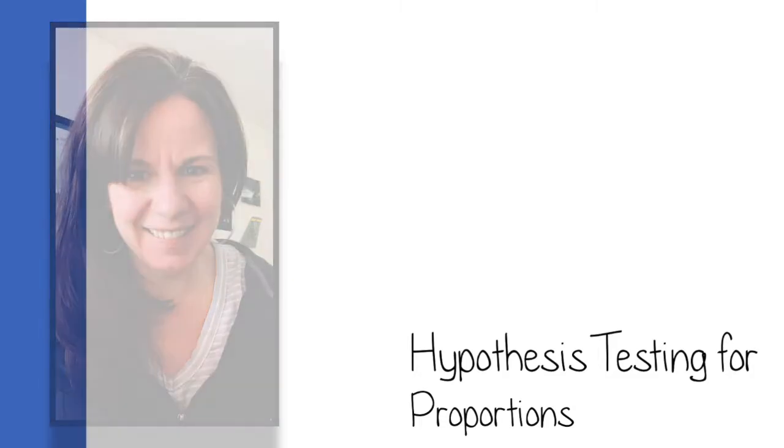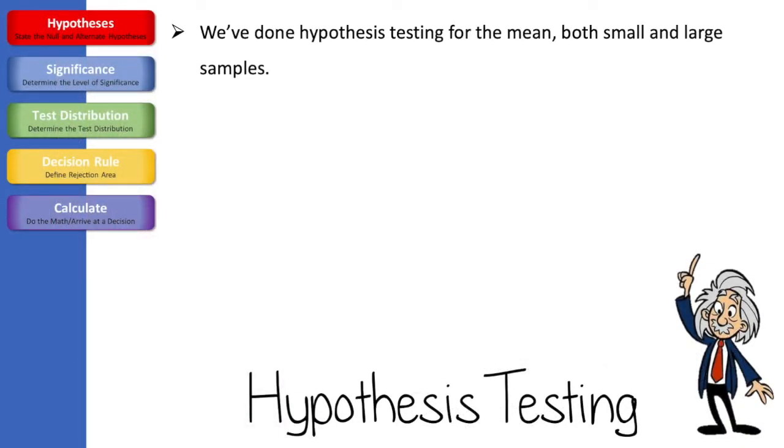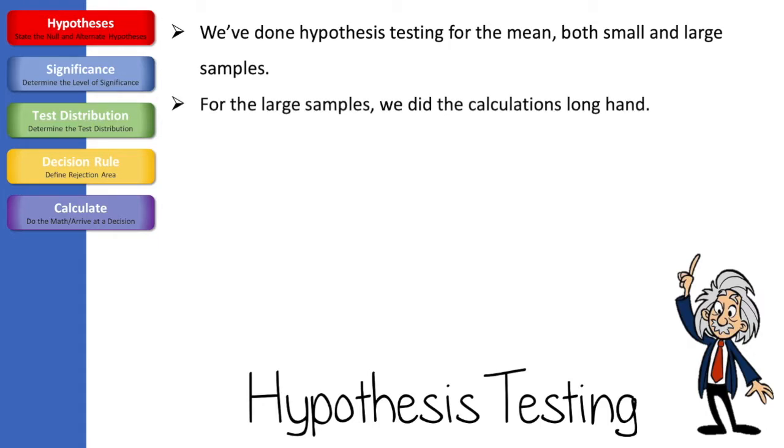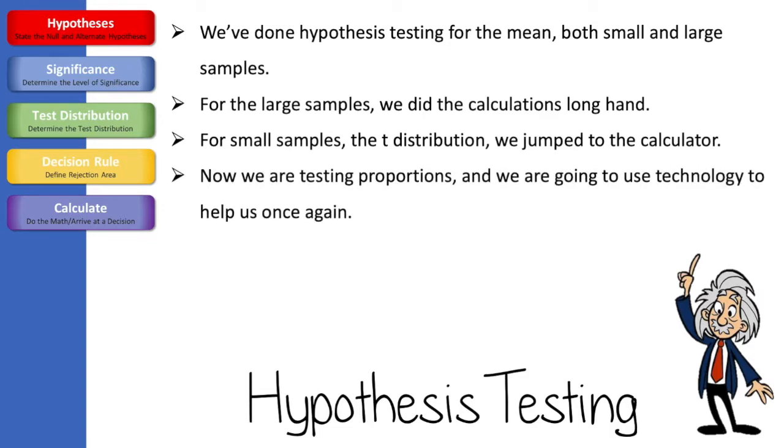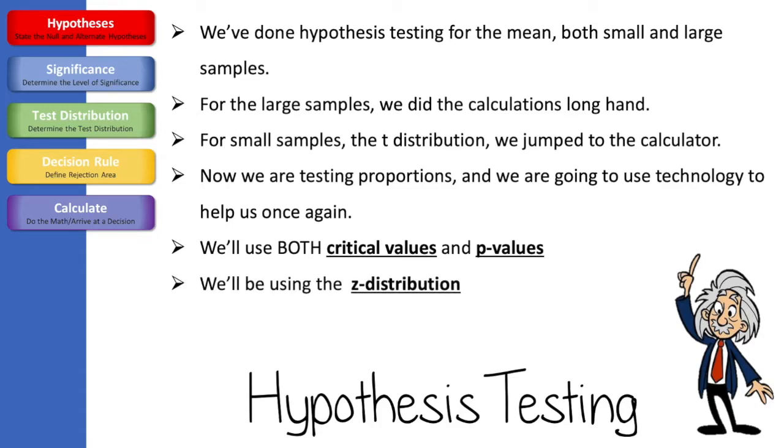Let's dive in. We've done hypothesis testing for the mean, both small and large samples. For the large samples, we did the calculations longhand. For small samples, we used the t-distribution, and we jumped right into using the calculator. Now we're testing proportions, and we're going to use technology to help us once again. We'll use both critical values and p-values, and we'll be using the z-distribution.